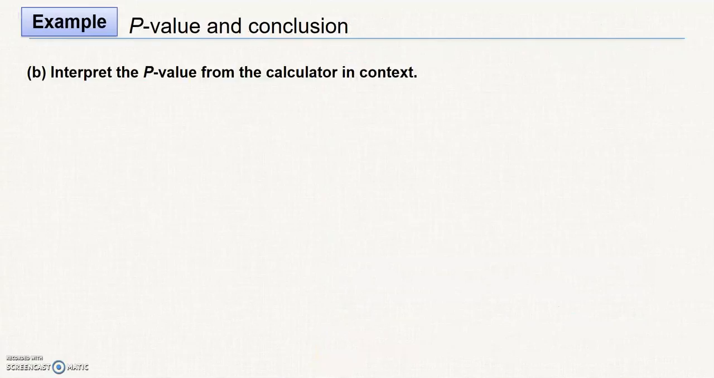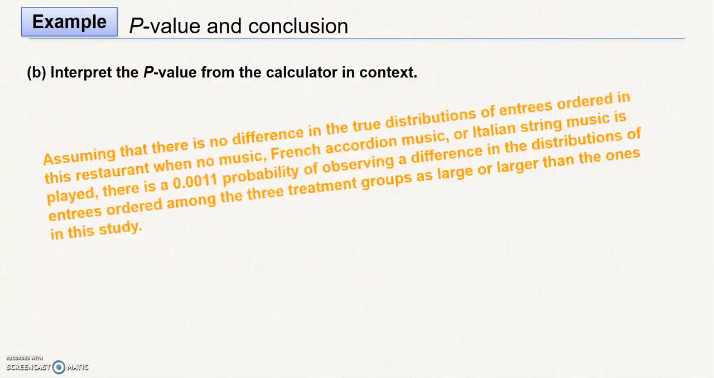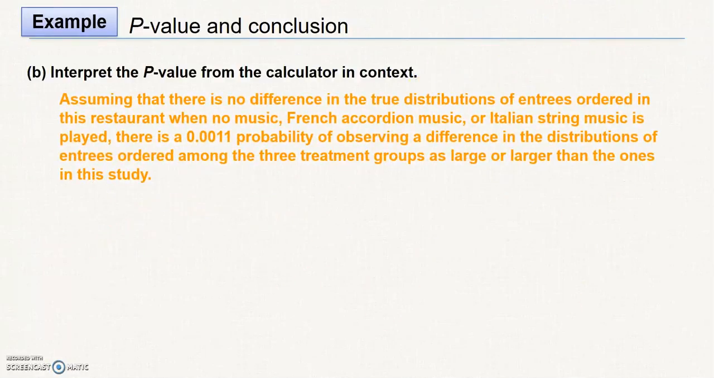And now let's go ahead and take a moment to interpret the p-value. This is different from drawing your conclusion of the test, but actually take a moment, pause, and interpret the p-value. Assuming that there is no difference, because that's our null, in the true distributions of entrees ordered in this restaurant when no music, French accordion music, or Italian string music is played, there is a 0.0011 probability of observing a difference in the distributions of entrees ordered among the 3 treatment groups, as large or larger than the ones in this study.